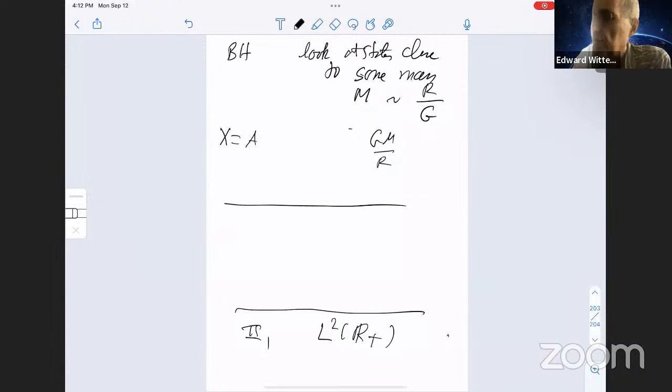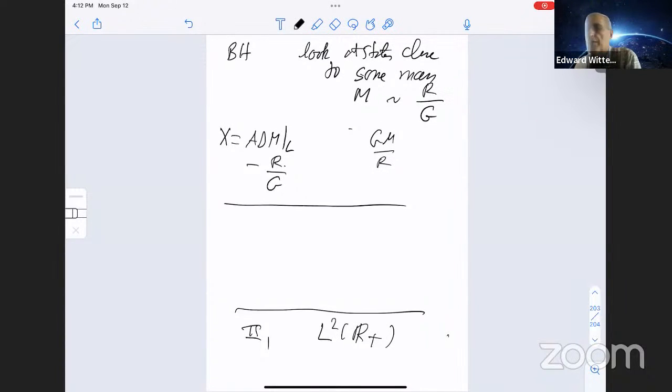X is really, to say it more accurately, ADM on the left minus R over G, where R is the Schwarzschild radius of the black hole we start with. It might be a little bit too much. It's hard to dot all the i's and cross all the t's in giving a quick answer. But because there's a subtraction involved, X is unbounded above and below.